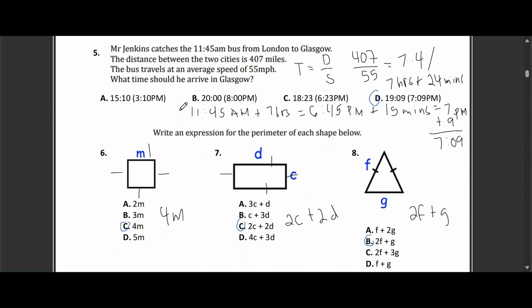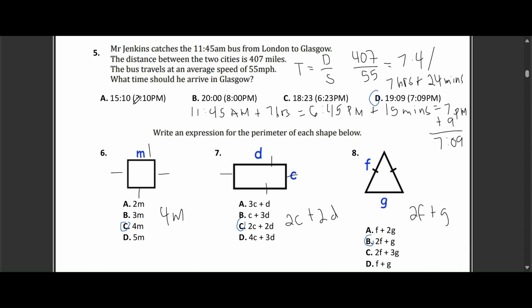Question 5. Mr. Jenkins catches the 11:45 a.m. bus from London to Glasgow. The distance between the two cities is 407 miles. The bus travels at an average speed of 55 miles per hour. What time should he arrive in Glasgow?